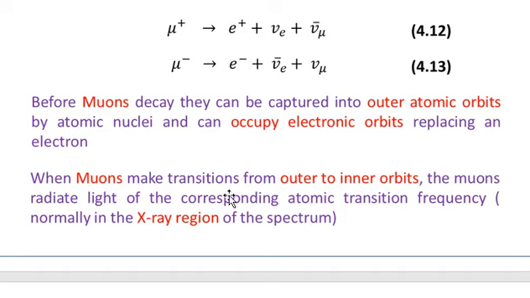When muons make transitions, so you see that once these particles, negative muons, are captured by the atomic nuclei, they will revolve around the nucleus, and they can also make a transition from the higher quantum states to the lower quantum states, that is, they can come closer to the nucleus by emitting more energetic photons. So when muons make a transition from outer to inner orbits, the muons radiate light of the corresponding atomic transition frequency, normally in the X-ray region of the spectrum.